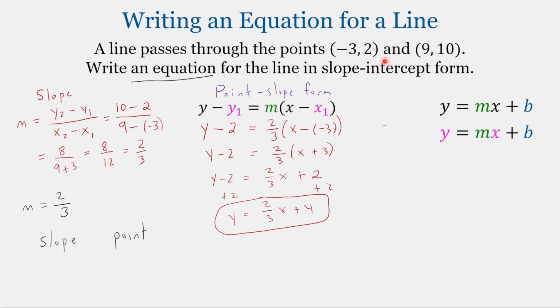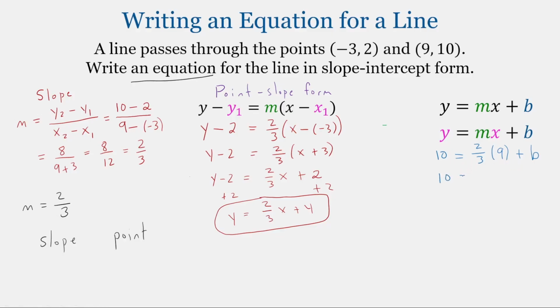Again, pick either point, and this time I'll pick the second point, (9, 10). But it doesn't matter which point you pick. So we have a y value of 10 equal to our slope, 2/3, times the x value, 9, plus b, which we do not know. So here, we're going to solve this equation for b.